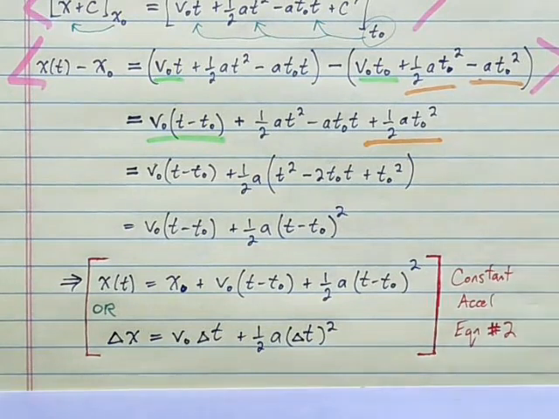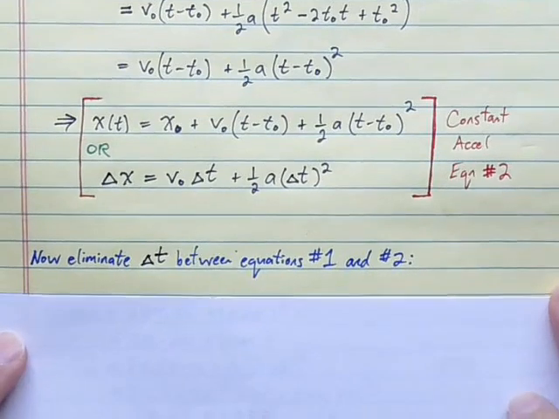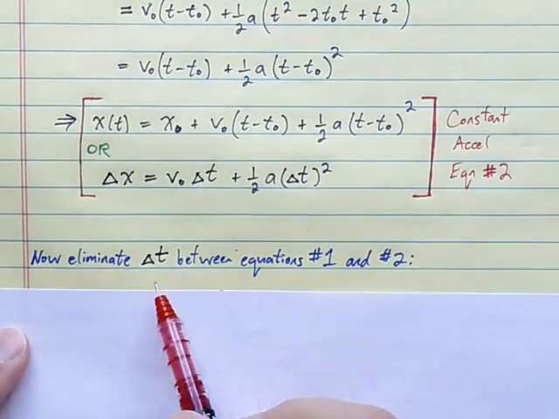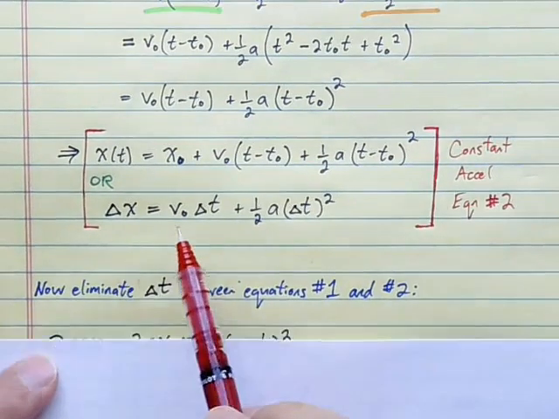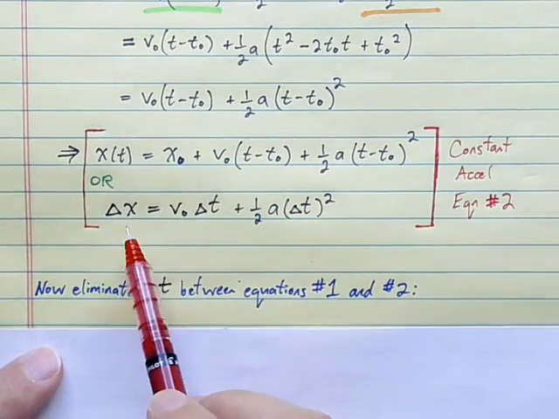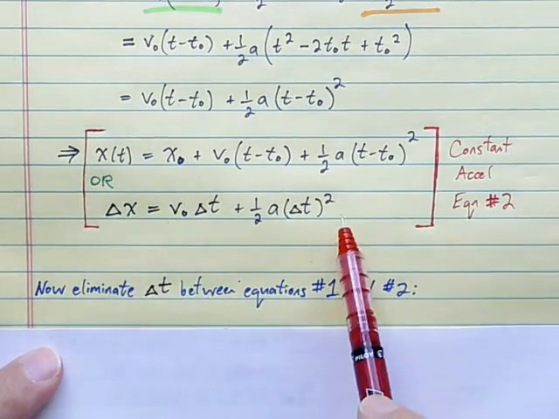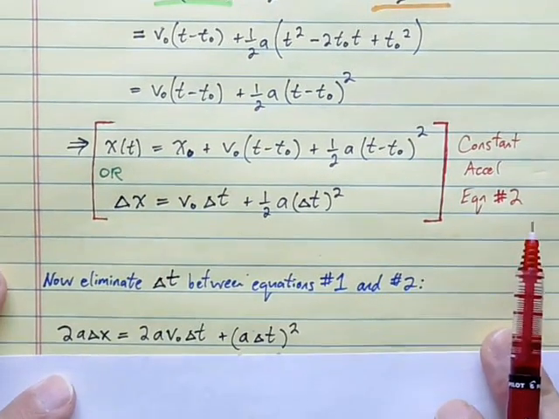Let's see here. To get the third equation, no calculus is necessary. We're just going to eliminate the delta t between equations 1 and 2. So I'm going to take equation 2 here. I'm going to take this equation. I'm going to multiply the whole thing through by 2a. So 2a, 2a, and 2a, making it look like this.